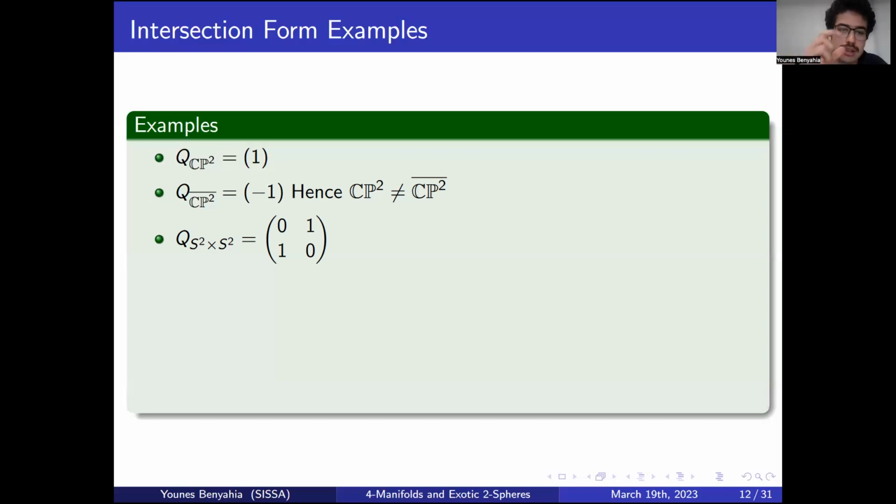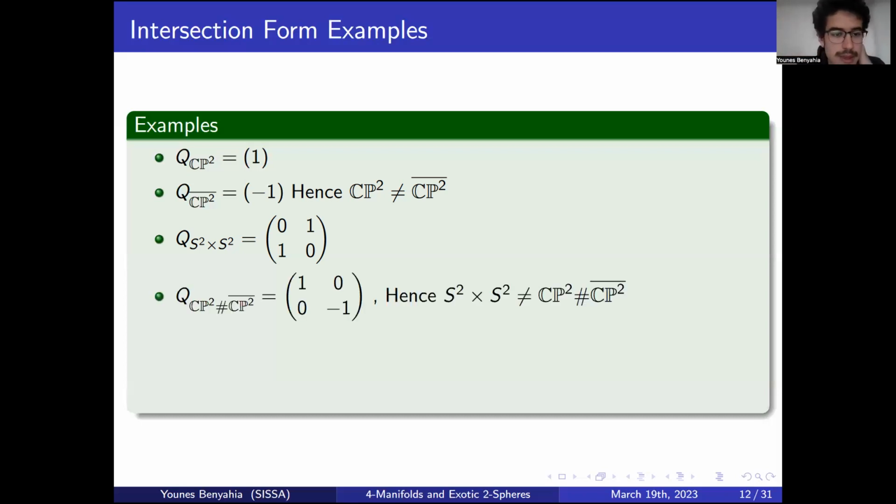And we can see that the first one doesn't intersect itself. If you perturb it a bit, you can move the point to the other side. But each one will intersect the other in exactly one point, positively. So this will be 0, 1, 1, 0.